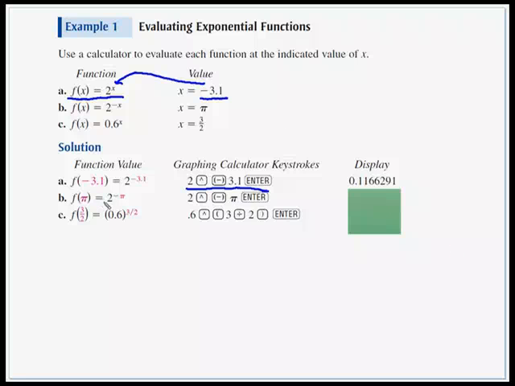For the next one, f of pi, this is 2 to the negative x, so we plug pi in for x and we get 2 to the negative pi. So the keystrokes are 2, up caret, negative pi, enter, and your display should read 0.1133147. And for the last one, it's 0.6 to the x power, so we're going to have 0.6 raised to the 3/2. So we have 0.6, up caret, and be careful now, we have grouping symbols around that exponent. Left parenthesis, 3 divided by 2, close parenthesis, then hit enter. Check the display so it looks like what you typed in. And your output should be 0.4647580.